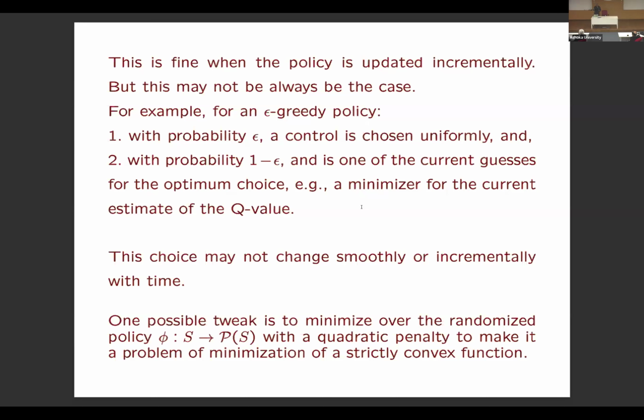So it's jumping. If the minimizer is not unique, etc., there's no guarantee that it's moving smoothly. So this theory won't apply. You can massage it: you can minimize over policies, as in policy gradient schemes. You optimize over policies and you add some quadratic penalty or something to make it strictly convex and so force it to move nicely with time. But this is one thing you have to keep in mind.